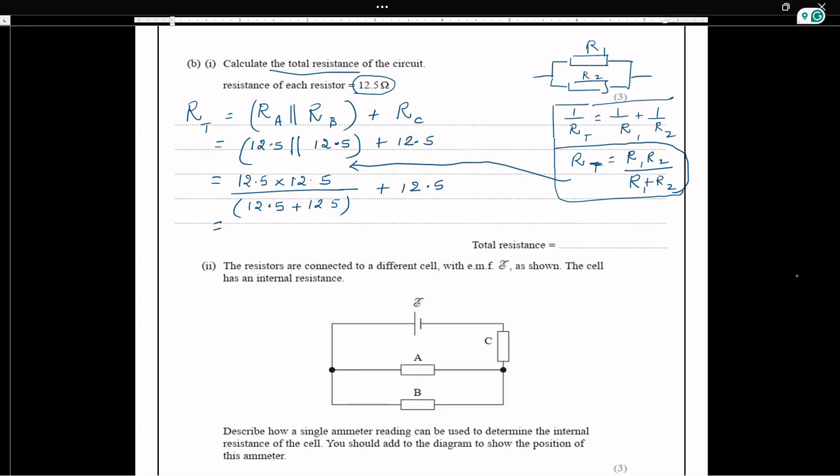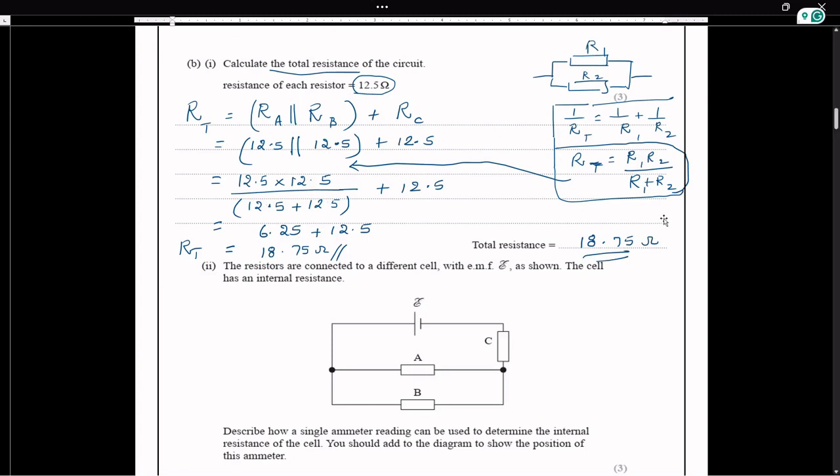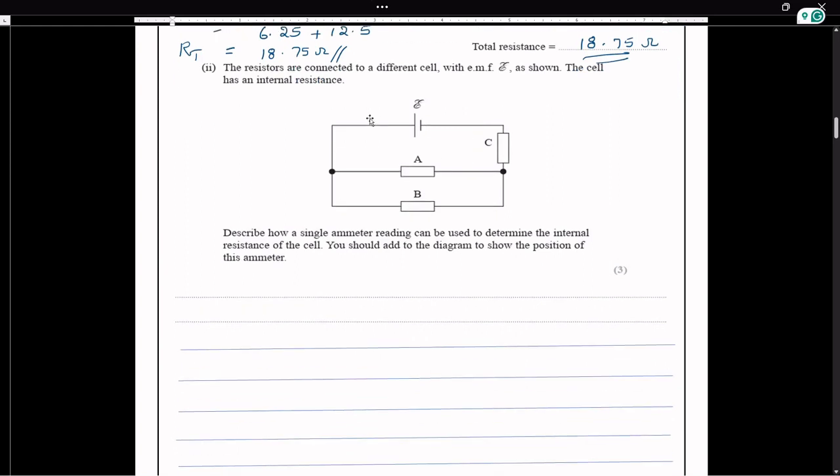On calculation, this gives 6.25 plus 12.5. So the total resistance R total comes to 18.75 ohms. This is the total resistance of the circuit. Now let's move on to the next part of the question.